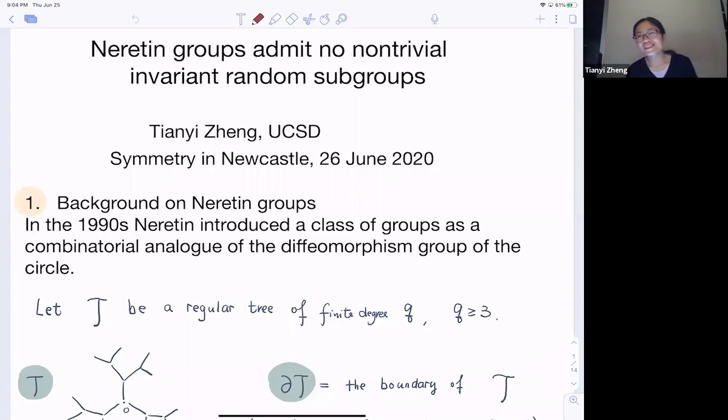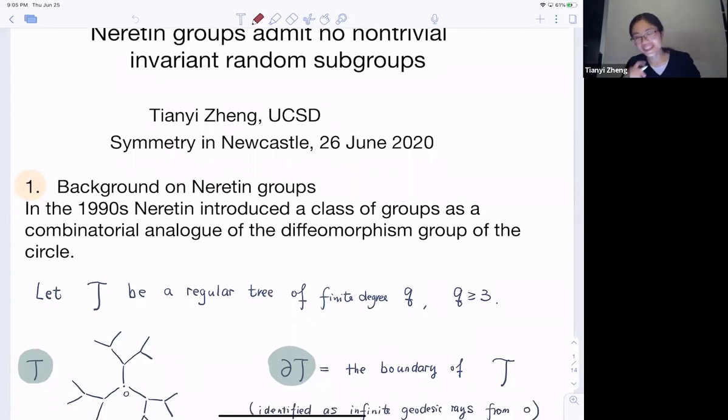So I first want to say I'm not an expert in locally compact groups. I mostly work on finitely generated groups. So I could think about Neretin groups because they're sufficiently close to the discrete groups I am familiar with. So if I say something wrong, please correct me. And also feel free to stop me to ask questions or make comments.